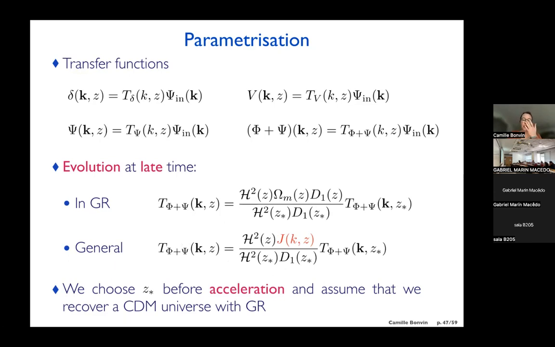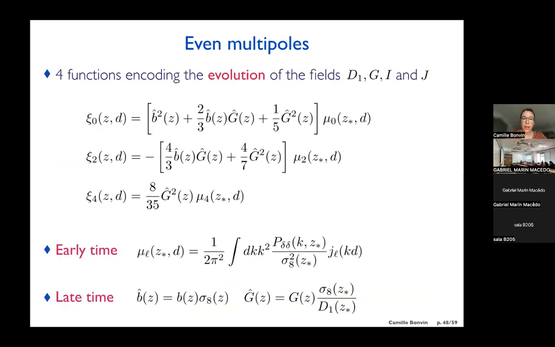And similarly for phi plus psi, in general relativity, they also follow the evolution of the density, but in a modified theory of gravity, they will evolve with a free function that we call J. And so we have 4 functions that encode the evolution of all the fields. So the density, d1, the velocity, g, the time component of the metric, I, and the sum of the 2, j. And so the question now is, how do our observables depend on these functions?